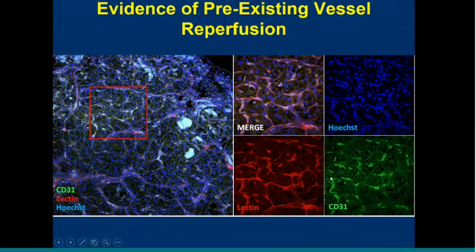So the CAM is somehow recannulating these vessels. We've only done this study one time. This is basically the image that we got. We can't say anything too strong here, but it appears that there's evidence of pre-existing vessel reperfusion in this case. But we have to go back and do this again and again and again just to verify, because the results are so surprising to us. This is a very interesting result, and this is going to be important for the next PDX design that we do.